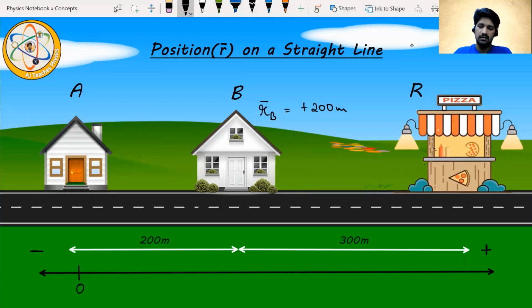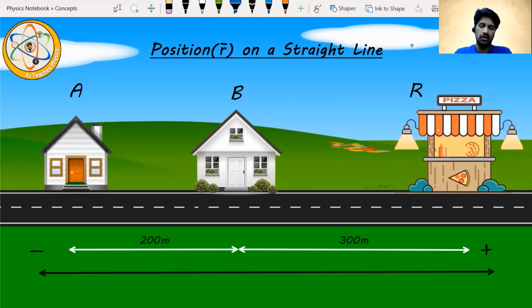The restaurant R is at a distance of 200 plus 300, that is 500 meters away from the house A, and it is towards the right side. So mathematically, we can describe its position as position of R is plus 500 meters, indicating that it is at a distance of 500 meters from the origin towards the positive side.